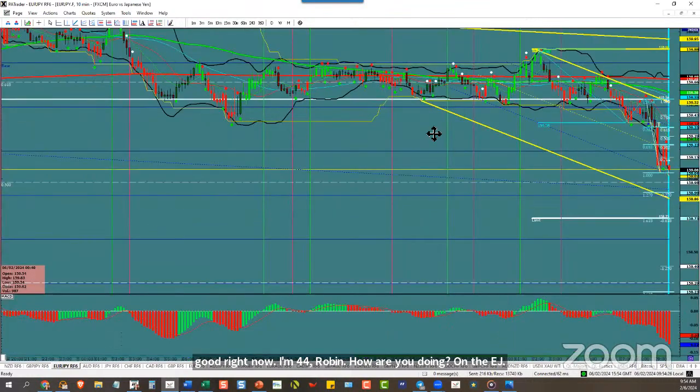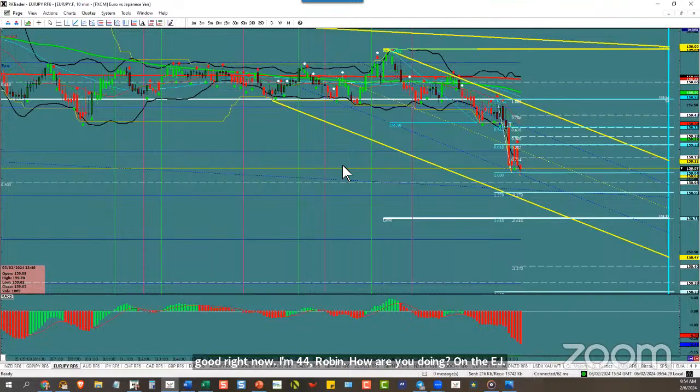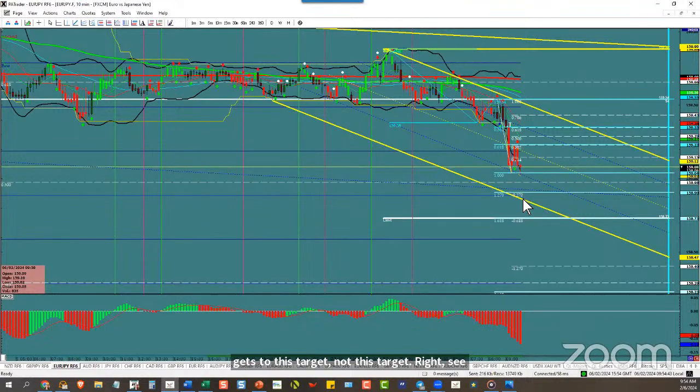So not too shabby. All right, now you got to be careful here. If this goes fast, it's going to slam into the channel first. So we actually want it to break and then slow down so it gets to this target, not this target, right? See that? But if it goes fast, you're in charge of saying, okay, I'm going to move my stop tight here. Yes, my target is down here, but the risk has changed because of where I'm at.